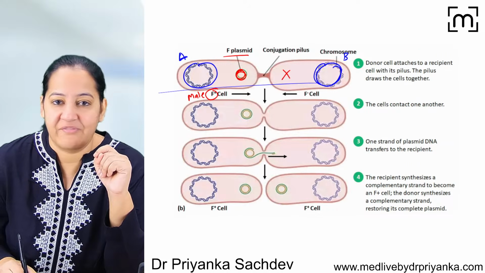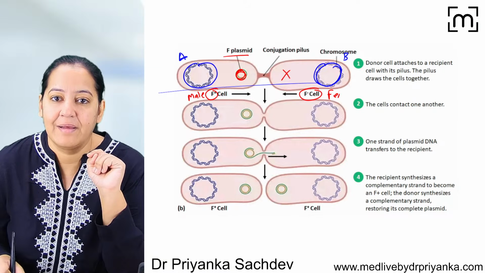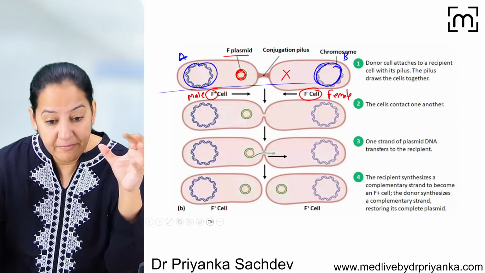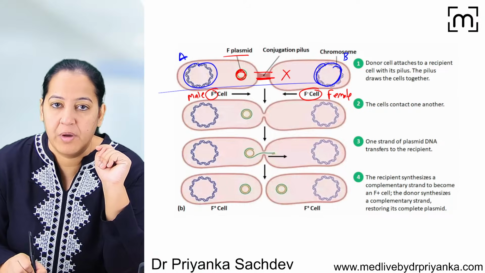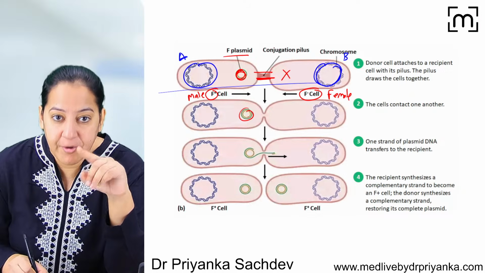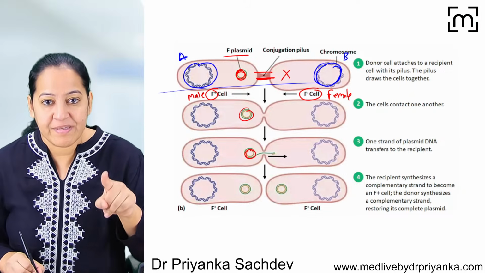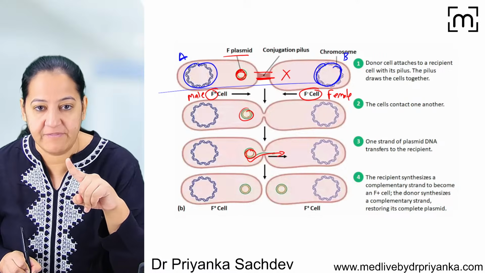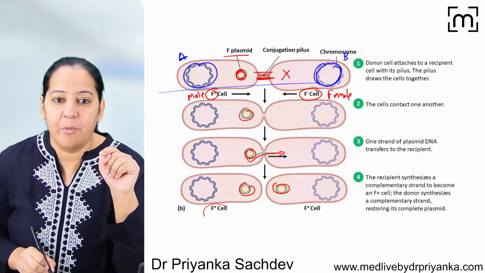The second one doesn't have F-plasmid. So I will call it F-negative bacteria, or a female. So they will come physically closer. They will make a tube between them, which is known as sex tube, or conjugation tube. Now the male bacteria, F-positive bacteria, will replicate the plasmid. One copy is kept by himself and another copy is given to the partner. So at the end, both have F-plasmid. So at the end, both are F positive.